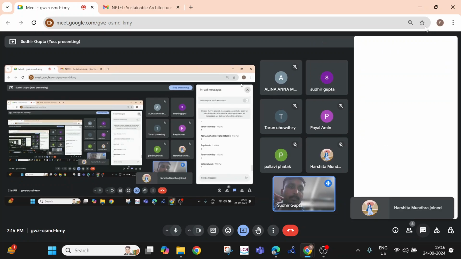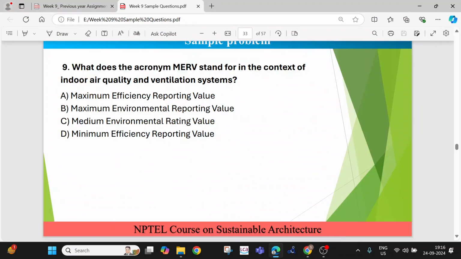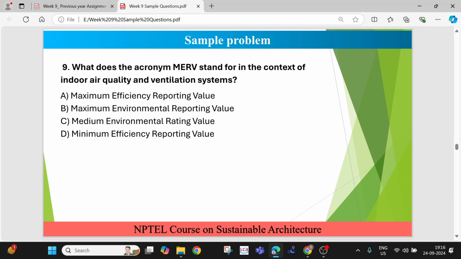D. Fine. So I think most of you have answered it correctly. D is the right answer for this question. Minimum Efficiency Reporting Value is a rating system used to evaluate the efficiency of air filters in capturing particles of different sizes.